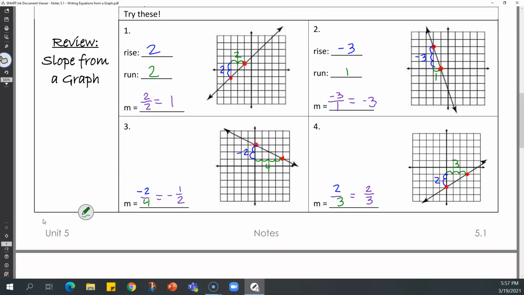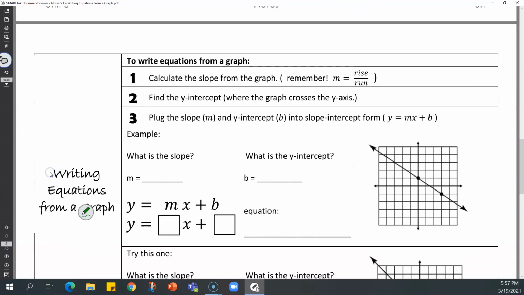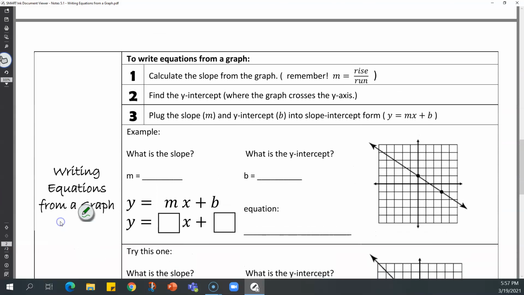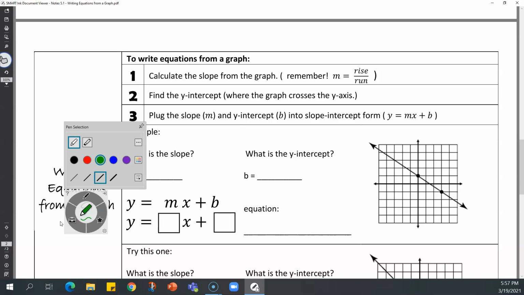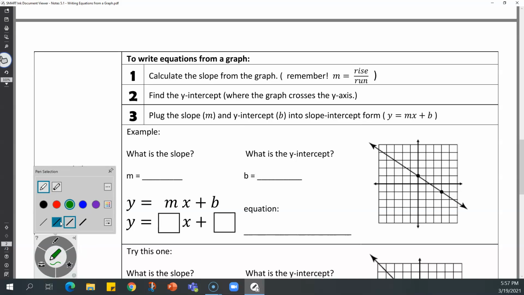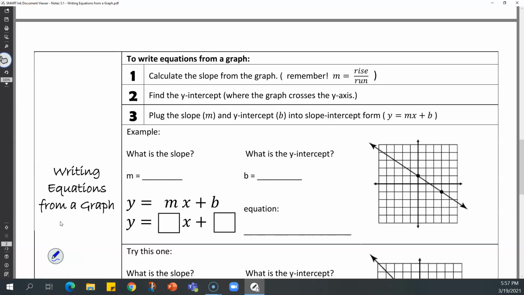So now that we've refreshed our memory on slope-intercept form, and on slope, let's get into the skinny of this, which is how to write equations when they give you a graph. All I'm doing here is putting those two skills together. First thing I want to do is calculate the slope from the graph. Hey, we just did a bunch of that practice. I'm going to do rise over run.